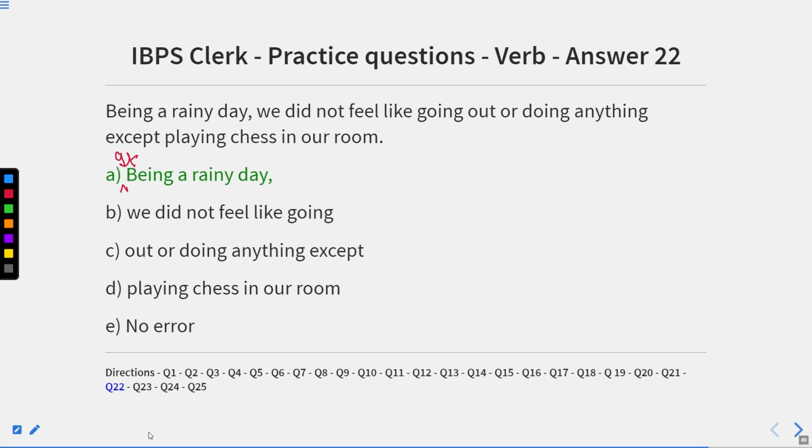So "it being a rainy day, we did not feel like going out or doing anything except playing chess in our room." So if a sentence begins with the word "being", what we need to do, there is a trick. You have to look for these two words: the end word of the clause which is beginning with the word "being", and the beginning word of the next clause. Are these the same? If these are the same, then the sentence is correct. If these are not the same, then the sentence is incorrect. We need to write something before the word "being".